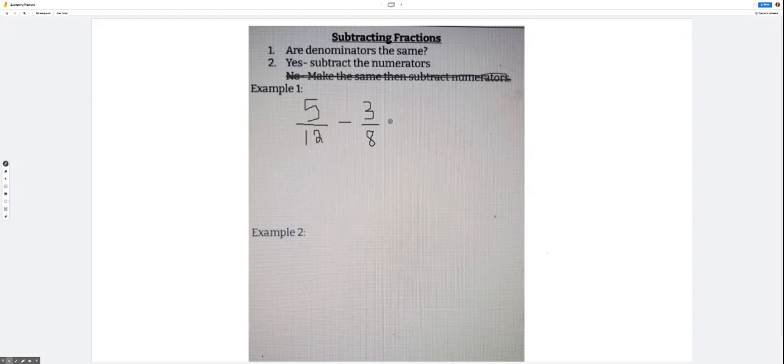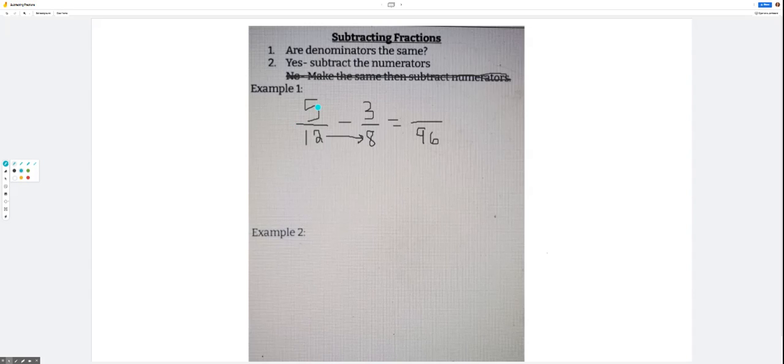So we're going to first find our new denominator by saying 12 times 8. So 12 times 8 is 96. So we're going to go ahead and write our 96 as our denominator. I'm going to change the color of my pen here so you can see where we start.